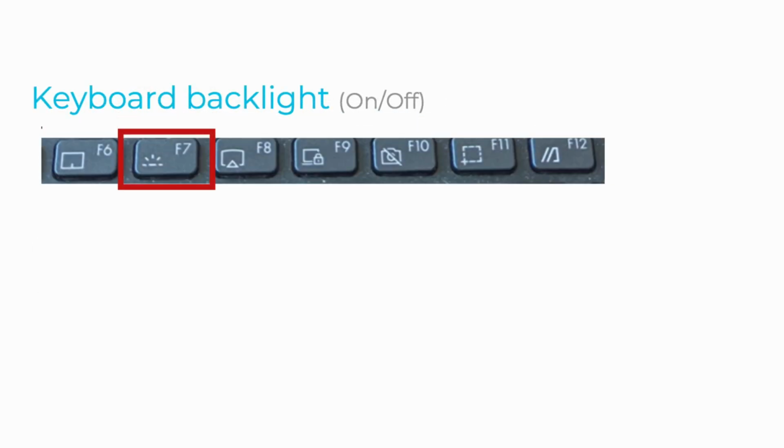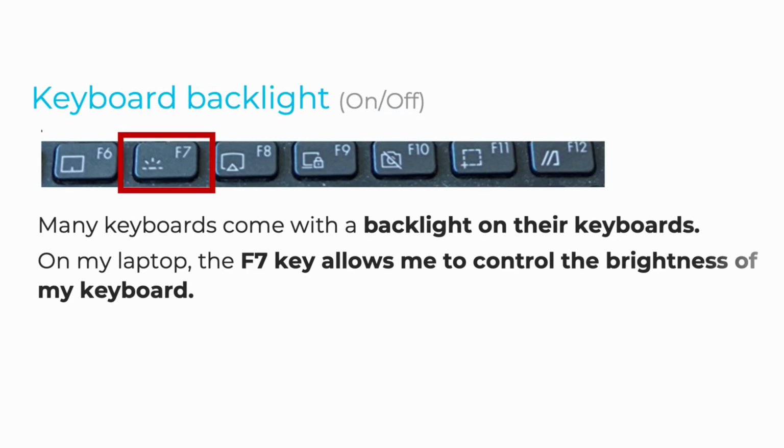Keyboard backlight, on-off. Let's move on to the keyboard backlight. Many keyboards come with a backlight on their keyboards. When this is the case, there may be a reserve key for controlling the brightness of the keyboard. On my laptop, it's the F7 key.